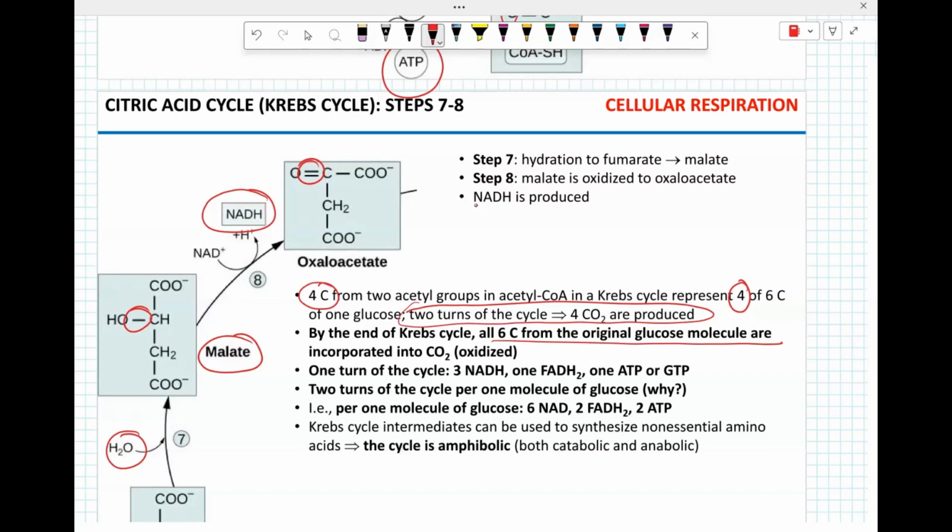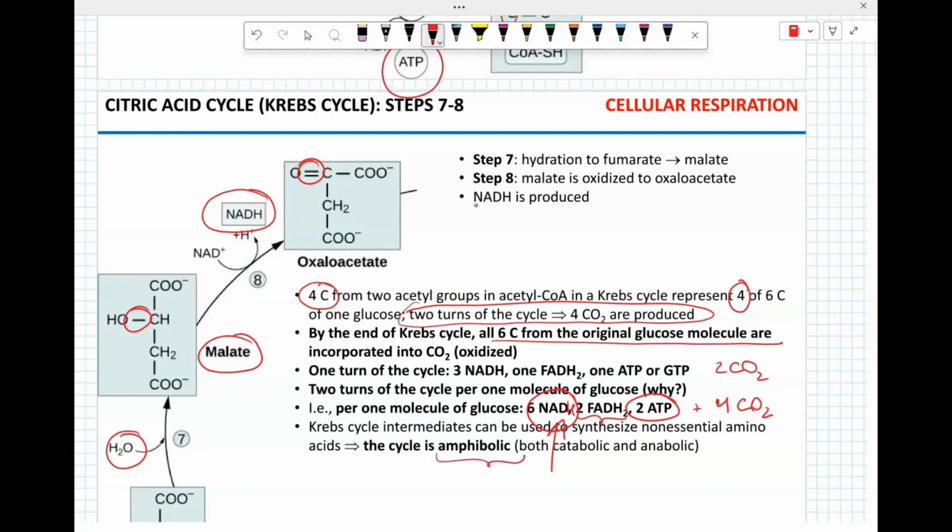Therefore, in 1 turn of the cycle, in addition to 2 CO2 molecules, 3 molecules of NADH, 1 molecule of FADH2, and 1 molecule of either ATP or GTP is produced. Now, since there are 2 turns required per 1 molecule of glucose, as we discussed, 1 molecule of glucose will generate 6 NADH, 2 FADH2, and 2 molecules of ATP, the products of 2 cycles, and 4 molecules of CO2. Now, the Krebs cycle is amphibolic.